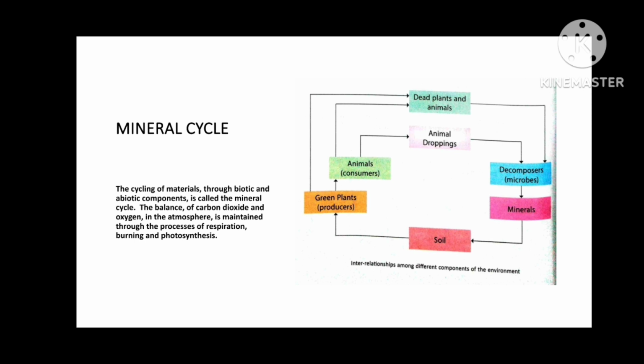Sooner or later, green plants and animals are going to die and again the decomposers decompose them to fix the lost nutrients into the soil. In this way, mineral cycle continuously works in nature. Mineral cycle is maintained mostly by the decomposers.